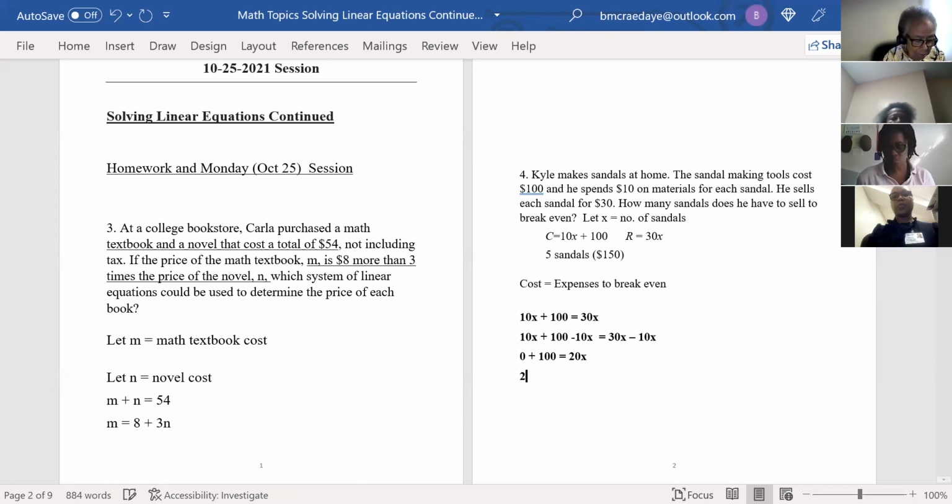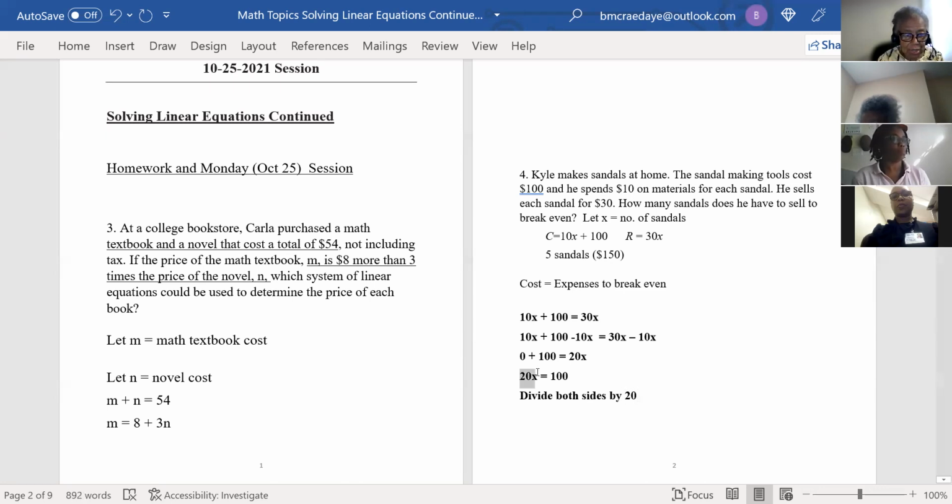Now let me just put the 20x on the left side. It really doesn't matter, but we're accustomed to doing our unknown on the left side. So that's equal to 100. What do I do next, Maureen? I'm solving for x, the number of sandals. You divide both sides by 20. That's it. Divide both sides by 20.